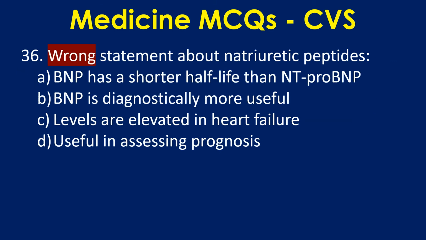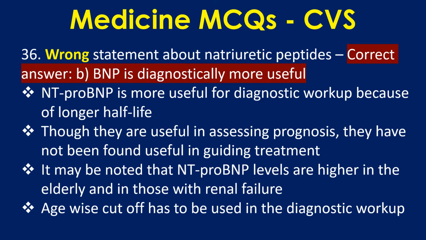Wrong statement about natriuretic peptides: A. BNP has a shorter half-life than NT-proBNP. B. BNP is diagnostically more useful. C. Levels are elevated in heart failure. D. Useful in assessing prognosis. Correct answer B. BNP is diagnostically more useful.